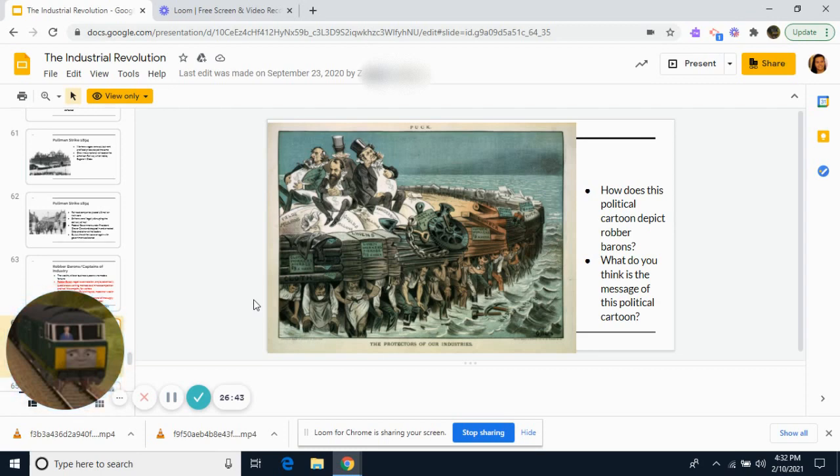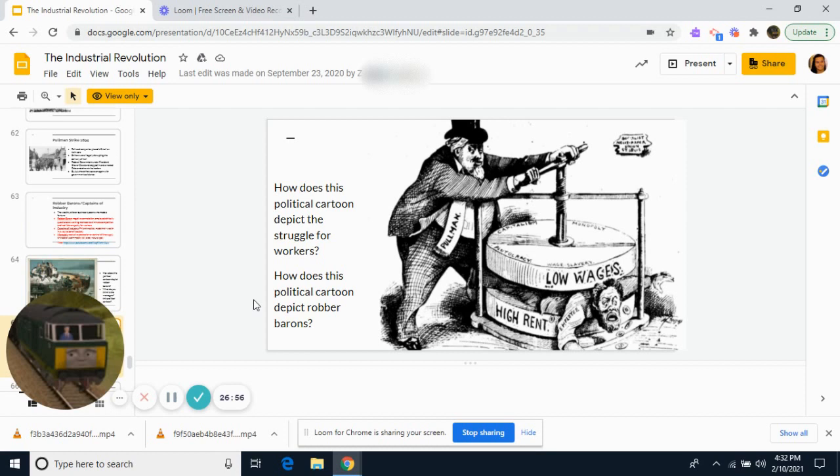But the protectors of our industries. How did a political cartoon depict robber barons? What do you think of the message of this political cartoon? How did this political cartoon depict the struggle of workers? They have low wages and high rent. They had to pay a lot in rent, and that's how money usually goes.